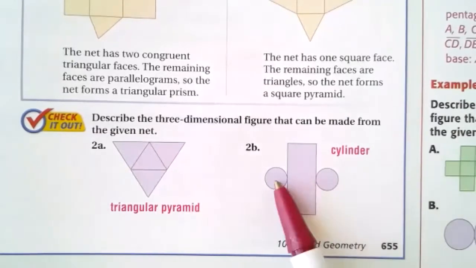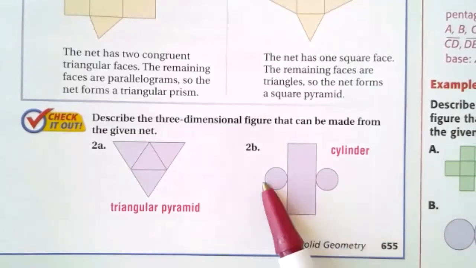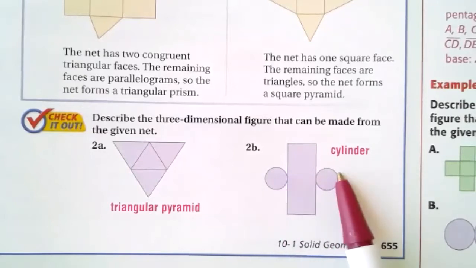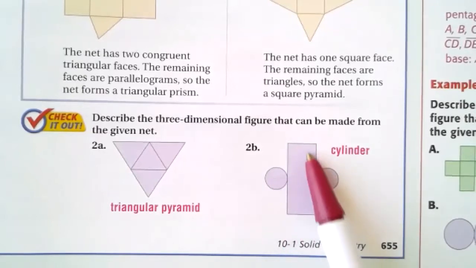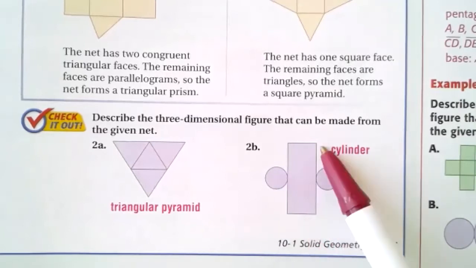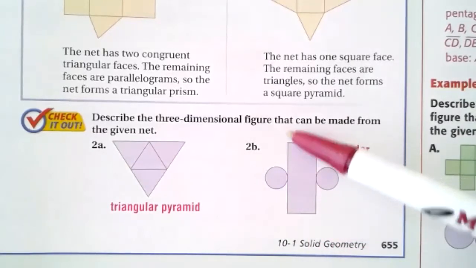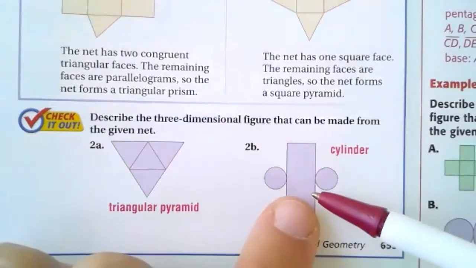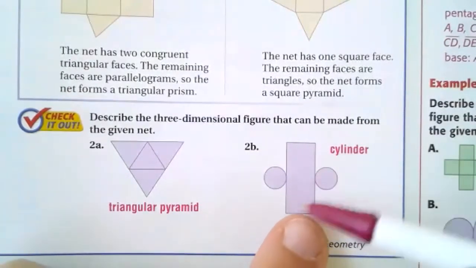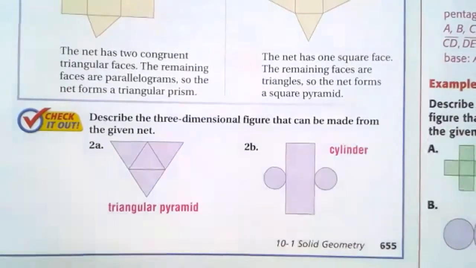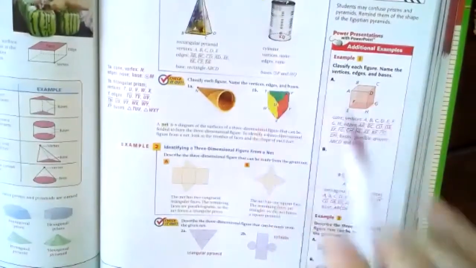This is two congruent bases. So the circles are two congruent circles. And then it has this one rectangular piece, think of it like the label on a can of beans. If you folded that in and then wrapped that label around, it would be a curved surface, right? So that's how you would get a cylinder. There's your can. Here's your can without the label on it. If you pull the label off, it would look like a rectangle.